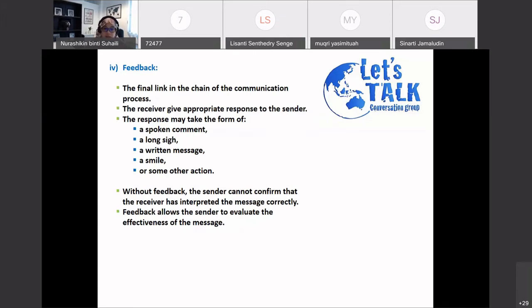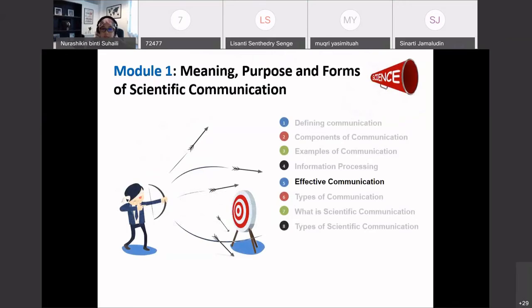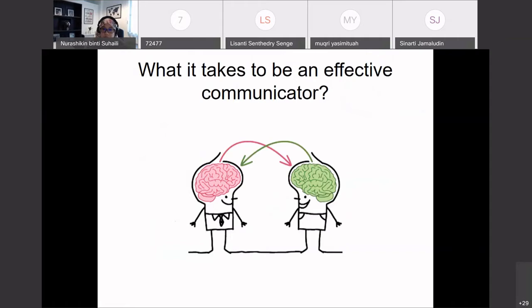So the feedback is important. The feedback is the result of the communication. Right. So effective communication will determine the feedback. Okay. Right. Effective communication. What does it take to be an effective communicator?